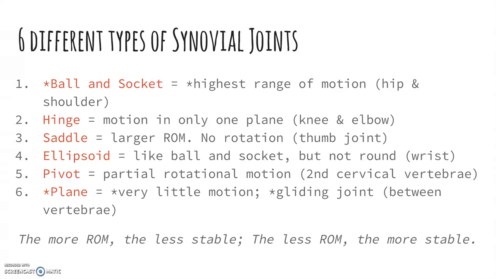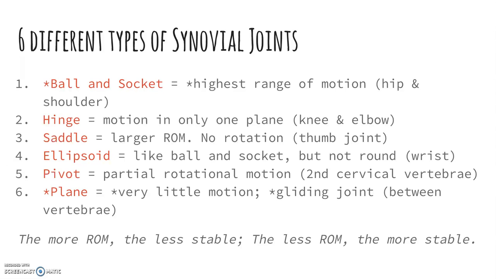The next one is the hinge. It gives us motion in only one plane. This type of joint is composed of a cylinder at one end resting in a cylindrical depression at the other end, designed for movement in one direction, like the knee and the elbow. An example is when you squat down, your knee bends.